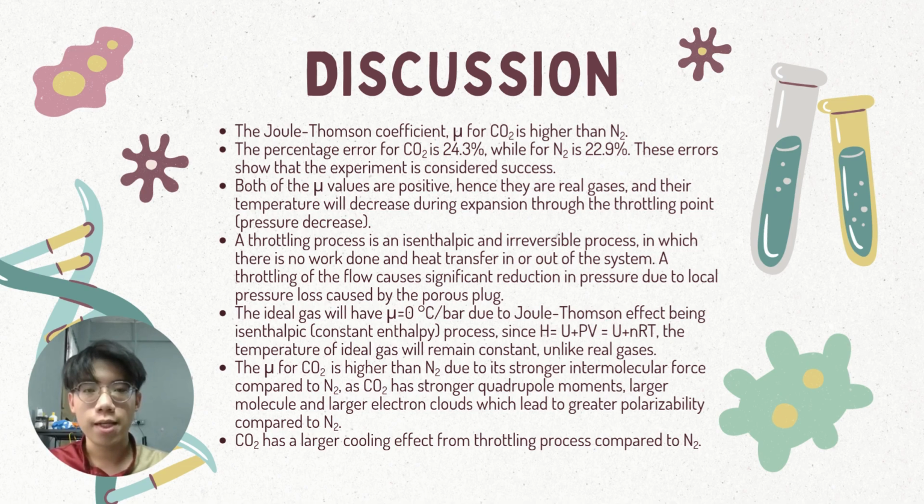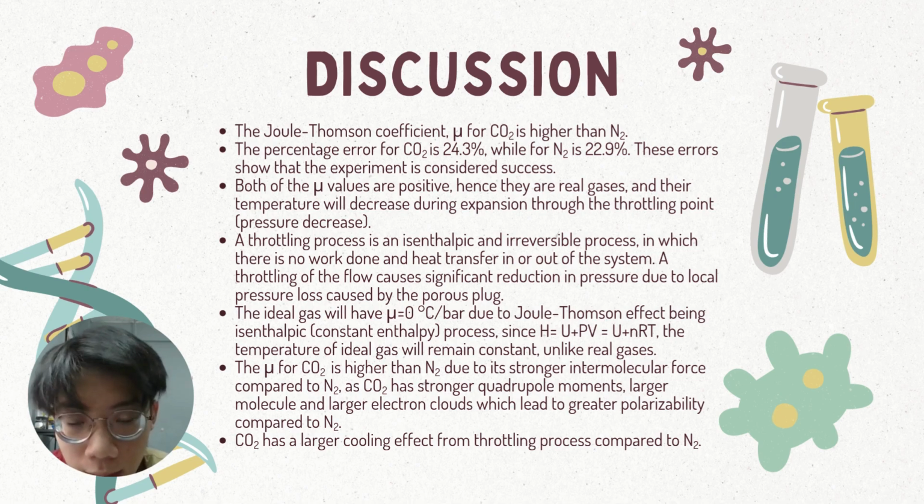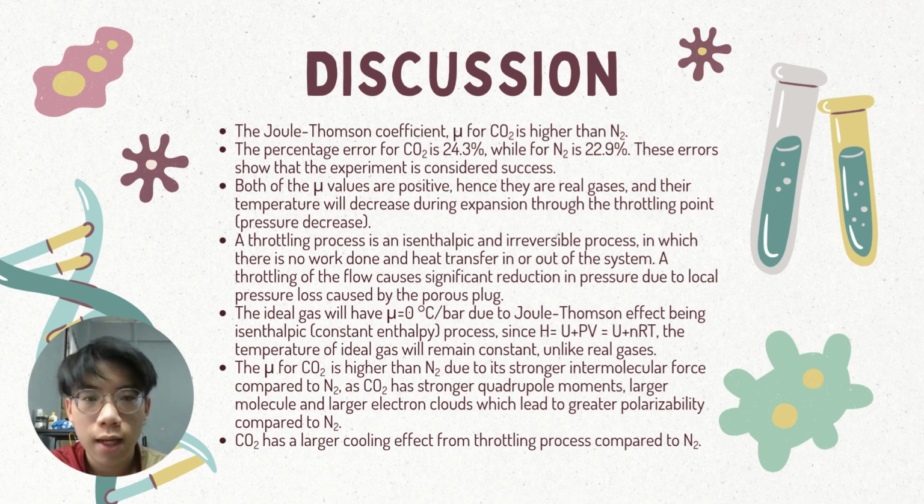For the discussion of this experiment, we found that the Joule-Thomson coefficient for CO2 is higher than nitrogen gas. The percentage error for carbon dioxide is 24.3%, while for nitrogen gas it is 22.9%. These errors show that the experiment is considered a success as they are not high. Both of the values are positive, hence they are real gases, and the temperature will decrease during the gas expansion through the throttling point as it experiences a pressure decrease.